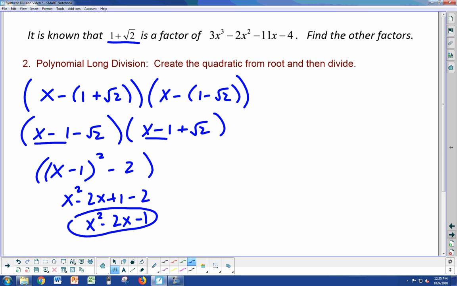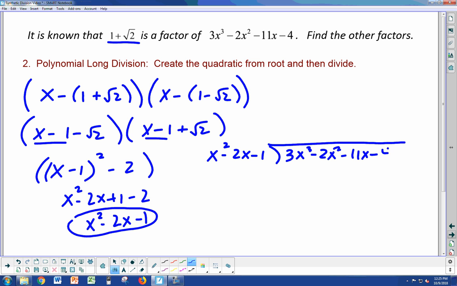So I'm going to write that out right here, x squared minus 2x minus 1. And we're going to divide this into the 3x cubed minus 2x squared minus 11x minus 4. This is not an easy long division, but we can get it done. x squared goes into 3x cubed 3x times, and when we multiply back over here, we get 3x cubed minus 6x squared. Excuse me, that's a cube right there, 3x cubed. And then minus 3x.